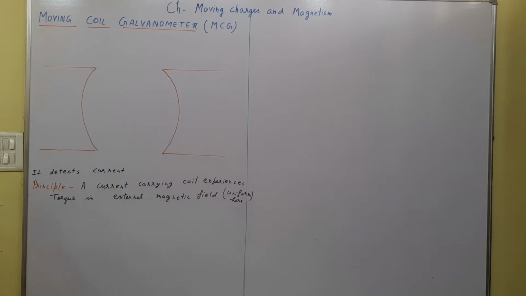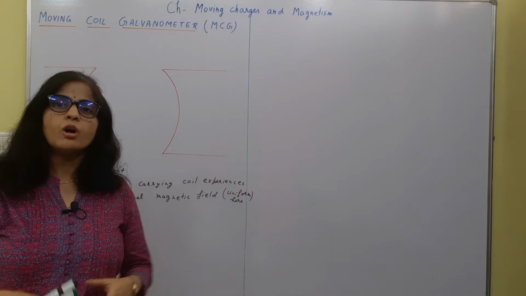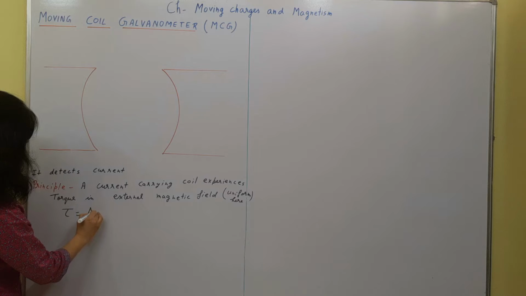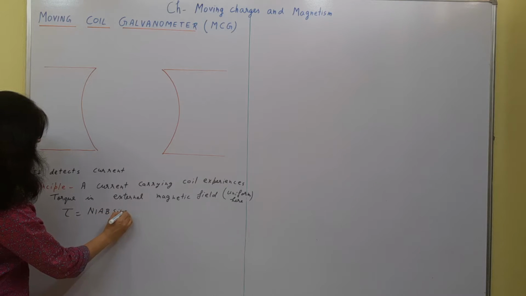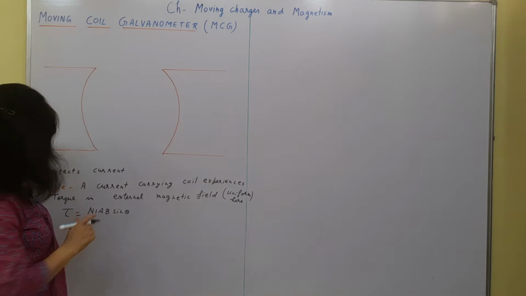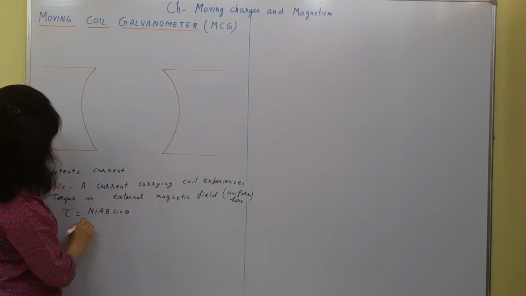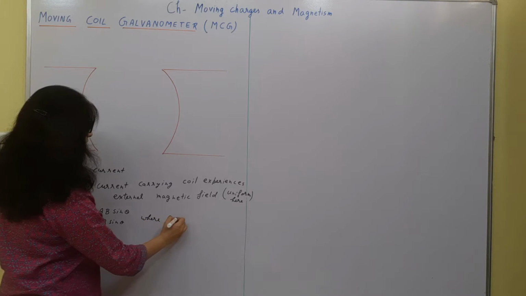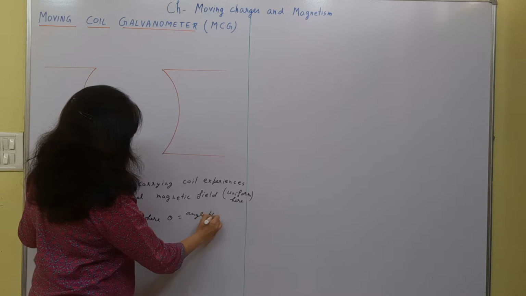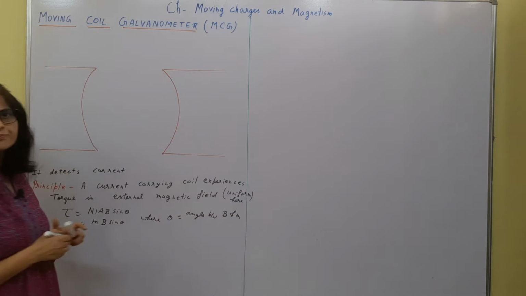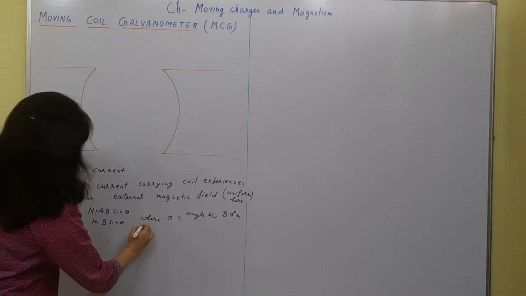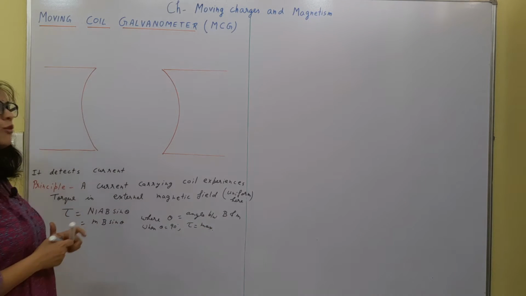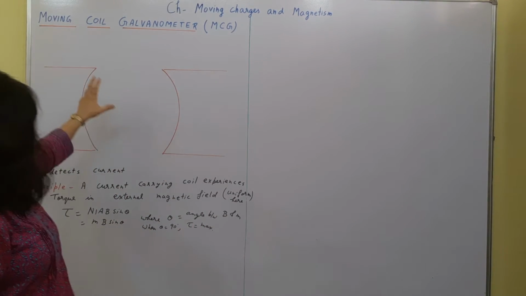Right? So for this, we want it to experience the maximum torque. So for maximum torque, we know the formula for torque. Torque formula is NIAB sine theta, where theta is the angle between the magnetic field and the magnetic moment, or you can say the area vector. This is also called as MB sine theta, where theta is angle between magnetic field and magnetic moment. And this angle is 90 degree. Then torque is maximum.